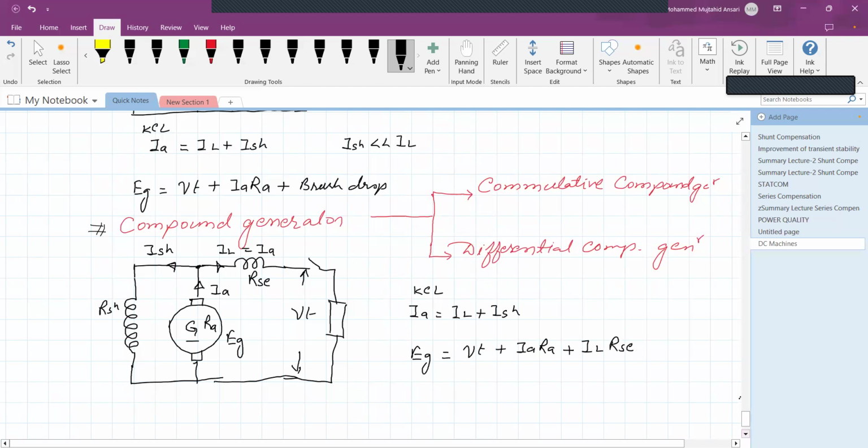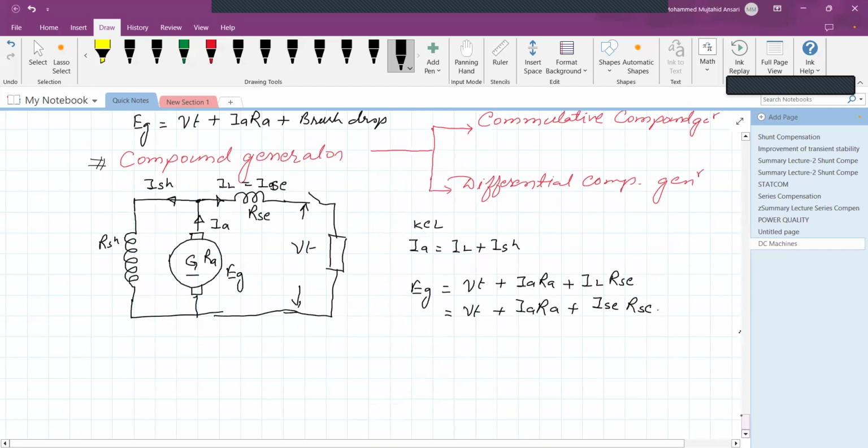Or it may be written as ISE, the current in the series field winding. So you can write it as VT plus IA, because the current flowing through the armature resistance is IA, RA, plus ISE into RSE. So this is the shunt field compound generator. So in the case of the compound generator, there may be two types. This is called a short shunt because the armature is shunted by the field winding. There may be a long shunt.